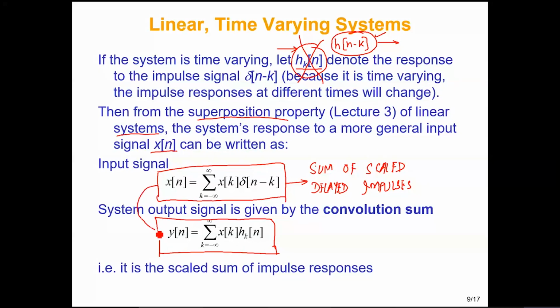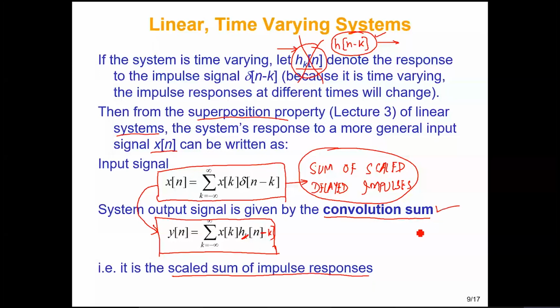If this is x of n, y of n would be this, and this is basically the system output, which will be a sum of scaled delayed impulse responses, and we are not going to use this, we are going to use this convention x of n minus k. And this summation convention is what we call the convolution sum. It is a sum of scaled delayed impulse responses. So a sum of scaled delayed impulses results in a sum of scaled delayed impulse responses. And a sum of scaled delayed impulse responses is also known as the convolution sum.